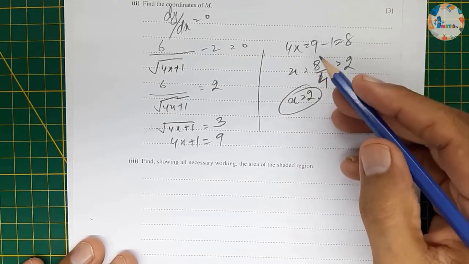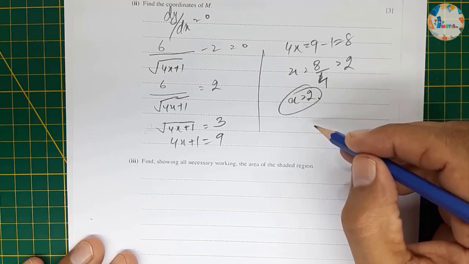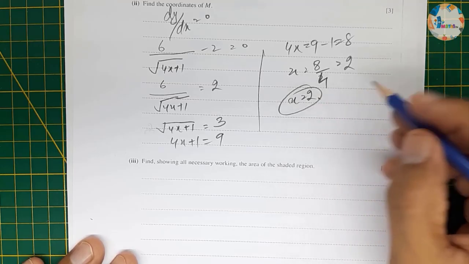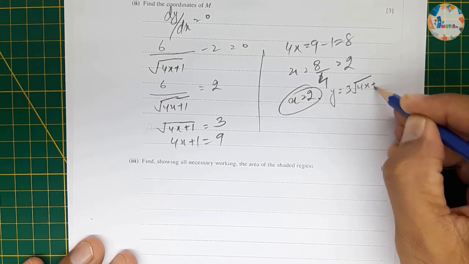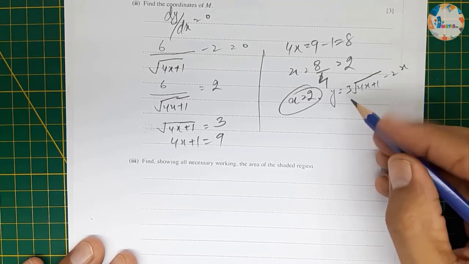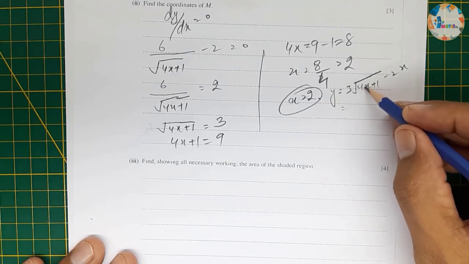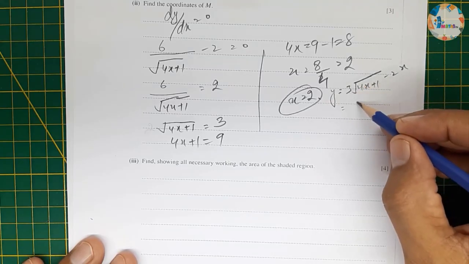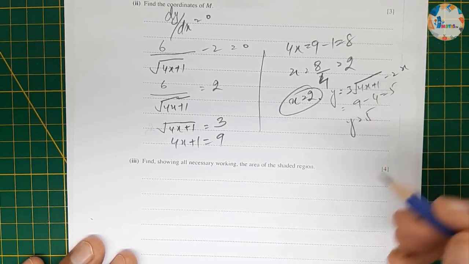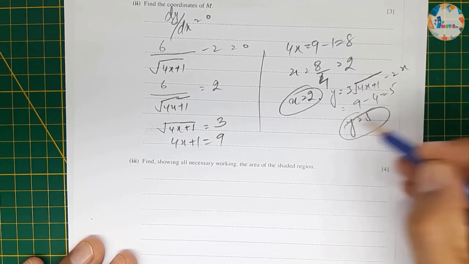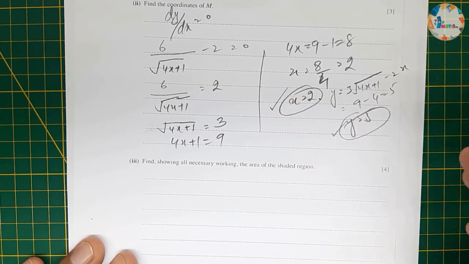Now we need the coordinates, so we'll replace the x value, which is 2, in the curve equation, y is equal to 3 root of 4x plus 1 minus 2x. If we replace x is equal to 2, we'll get 8 plus 1, 9, root of 9 will be 3 and 3 times 3 will be 9, so 9 minus 4 which is equal to 5, so y will be equal to 5. So the coordinates will be 2 and 5, which we found.